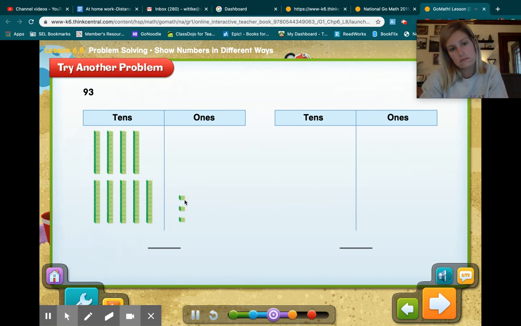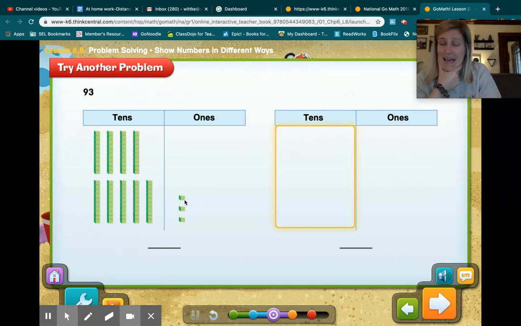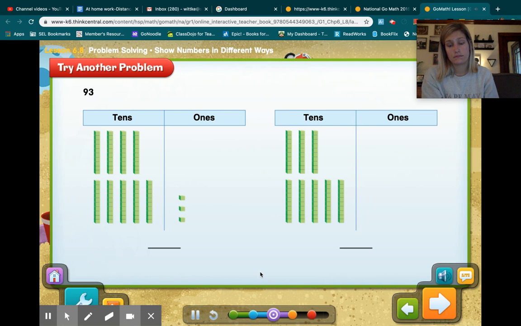Now let's show 93 in a different way. Click to show the tens. So this way is going to be different and not as quick. I don't know what they've got, but let's take a look. You can trade 1 ten for 10 ones. So instead of having 9 tens, you have 8 tens. That's 80 blocks. How many ones do you need to show 93? You need 13 ones. Click to show the ones.